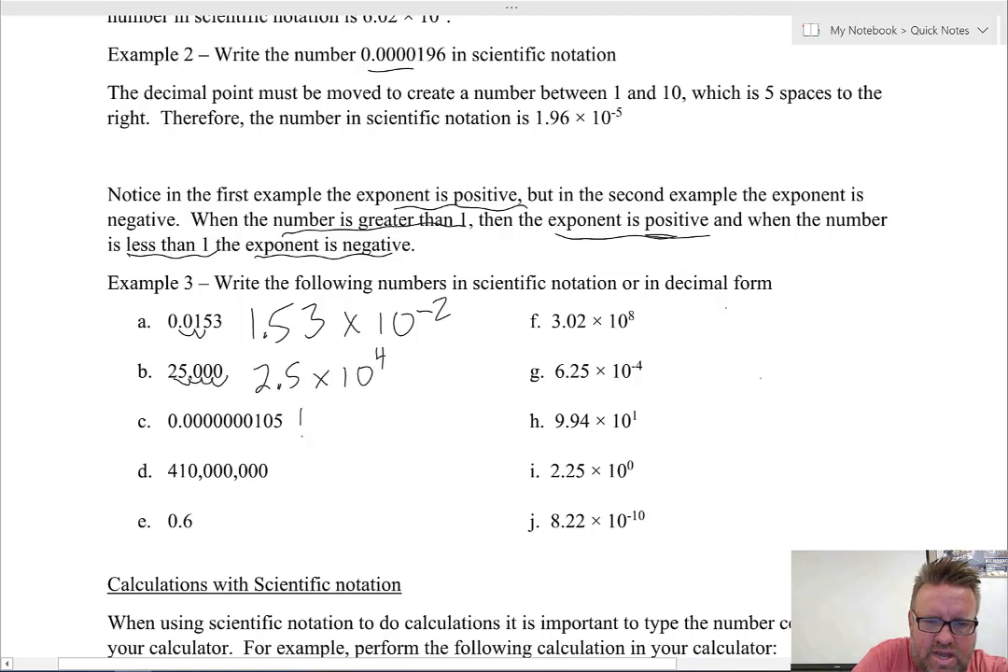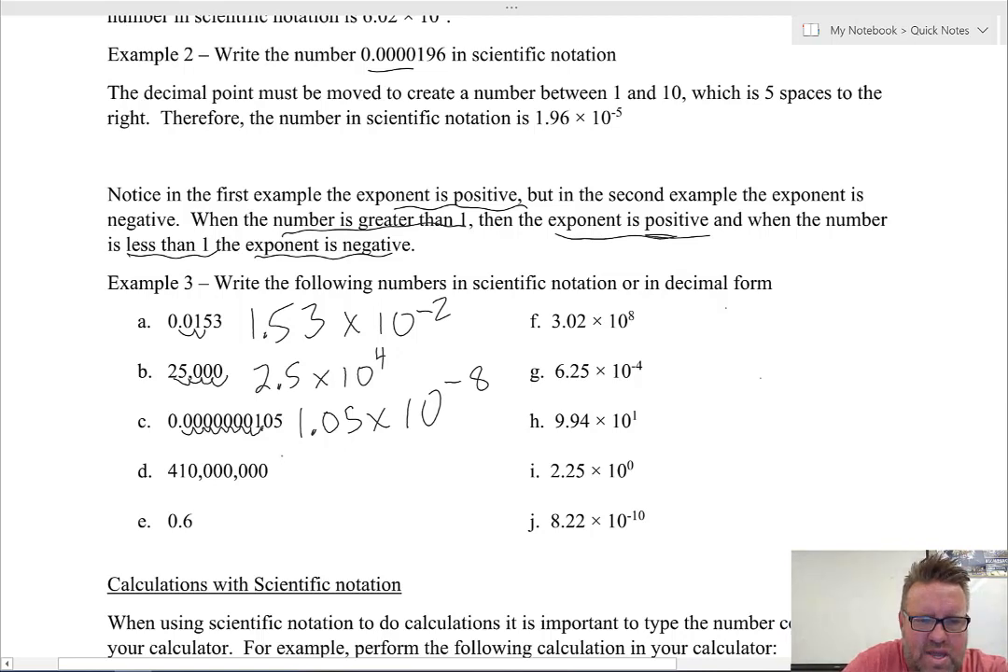Okay, letter C is going to be 1.05. I'm going to move it to right there. And then I have to count 1, 2, 3, 4, 5, 6, 7, 8. I'm moving that 8 spaces. Oops, I forgot the times 10. Sorry about that. Times 10. And because it's a number that's less than 1, it is a negative 8.